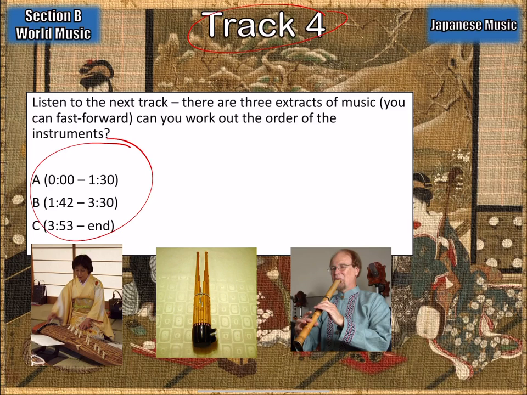And you've got to decide which instrument comes in first. So which is the A instrument, the B and the C. So there's a matching task on Edmodo. Pause the video now and have a go at doing that. That is question 13.